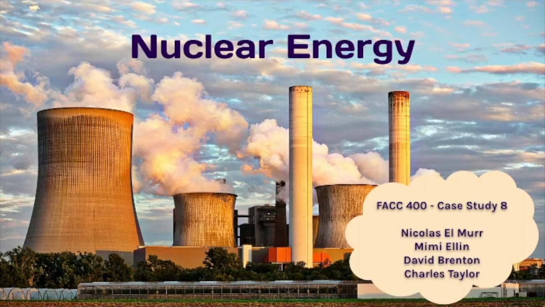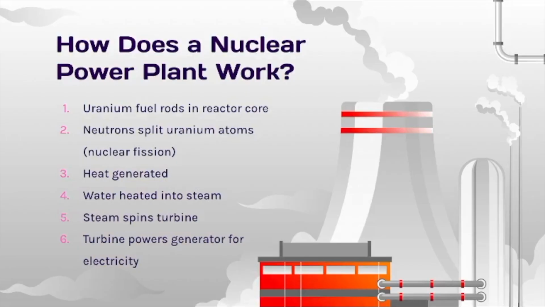Today we'll be discussing nuclear energy, how it's generated, its history, and how it is viewed in the world today. Nuclear energy is generated by placing uranium fuel rods in a reactor core. Neutrons then collide with uranium atoms, causing them to split in a process called nuclear fission. This splitting releases heat, which heats the water that surrounds the core, turning it into steam. This steam spins a turbine connected to a generator, resulting in the generation of electricity.